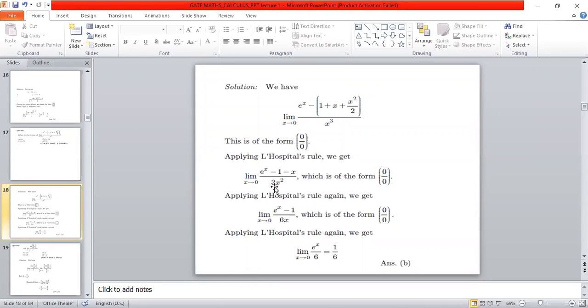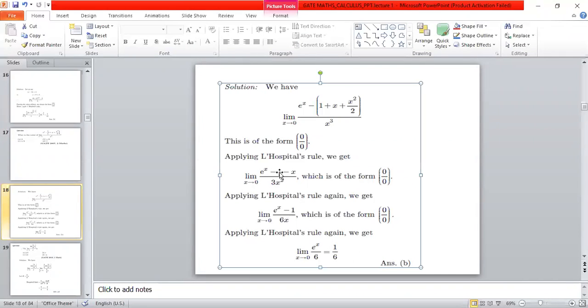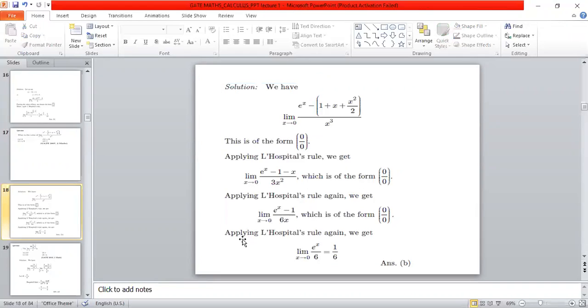Once again it is 0/0, so we apply L'Hospital again. The next derivative of the numerator is e raised to x minus 1, upon the derivative of the denominator, 6x. Applying the limit x as 0, it is e raised to 0 minus 1, again 0, and the denominator is also 0. Again 0/0, so once more L'Hospital: the derivative of the numerator is e raised to x, and of the denominator is 6, and we finally get 1/6.